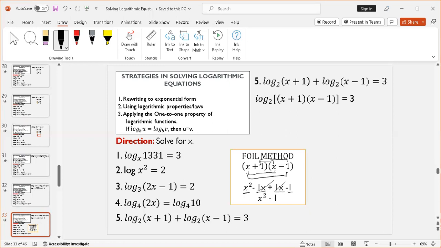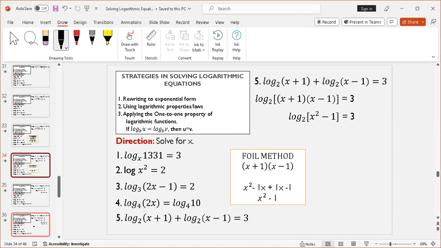So, we can now write this equation like this. Kinuha na natin yung sagot ng pag-multiply natin sa kanila, ito na yun. So, mas simple na siyang tingnan. So, we apply the first law. Okay? Yung product property. Okay? And then, wala pa tayong nakukuhang value ng x. So, tingin pa tayo sa strategies kung may pwede pa tayong i-apply.